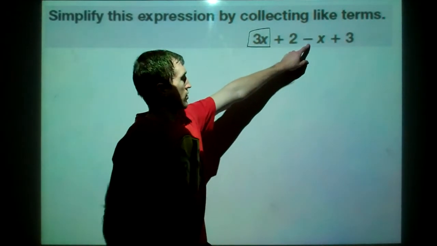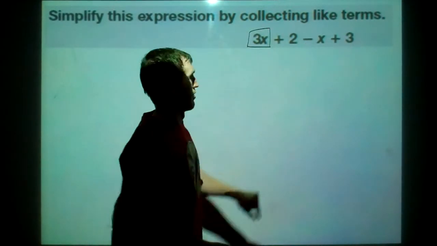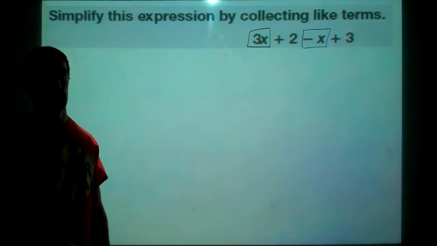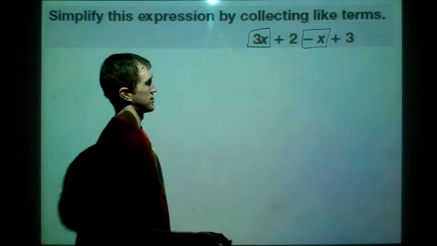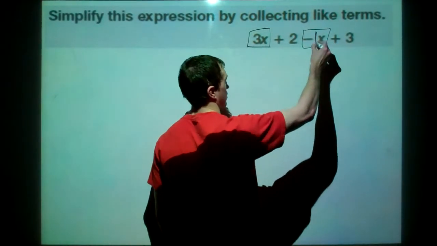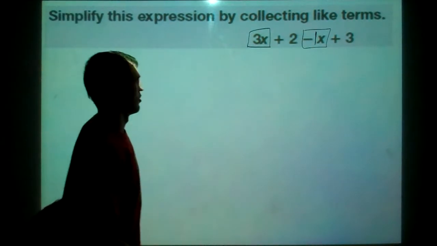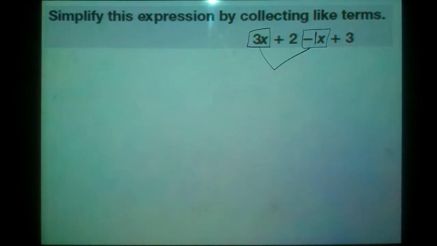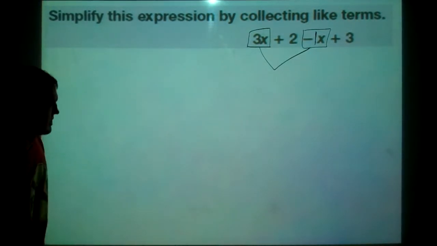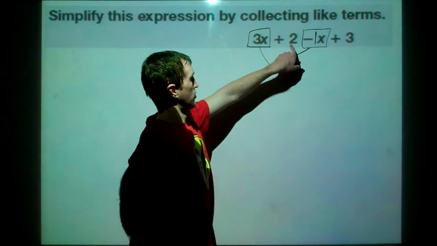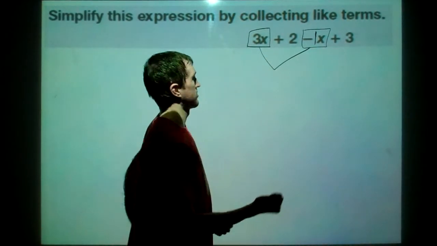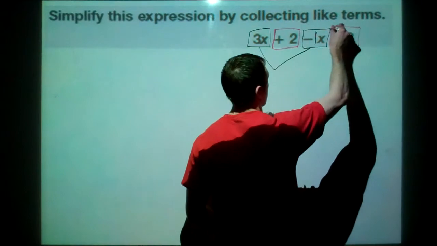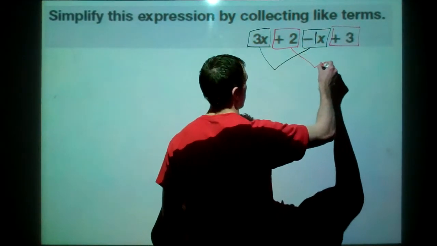And I'm also going to circle or square the symbol in front of it. Now I know that's a negative x right there. And remember this, we don't see a number, so there's actually a 1 right there. What we're going to do is we're going to combine those two in a second. And we also have two constants out there. We have a positive 2 and a positive 3. Those are constants. We can combine those. So let's square those off. And what we're going to do is combine those.